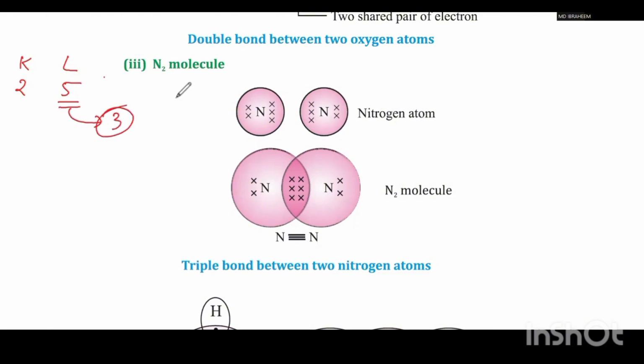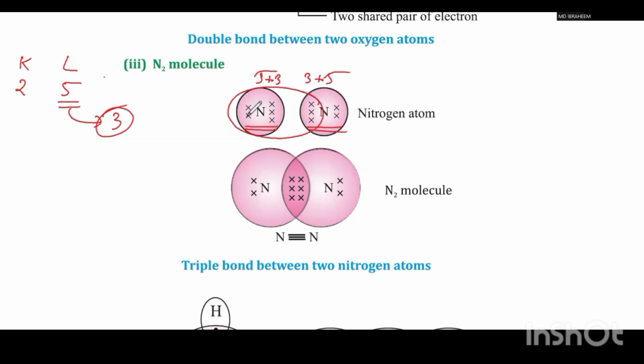It means nitrogen has a shortage of 3 electrons to attain the noble gas configuration. We are only showing the valence shell electrons. Nitrogen has 5 electrons in the valence shell, and this nitrogen also has 5 electrons in the valence shell. So this nitrogen wants to gain 3 extra electrons, and this nitrogen also wants to gain 3 extra electrons. So they share these electrons.